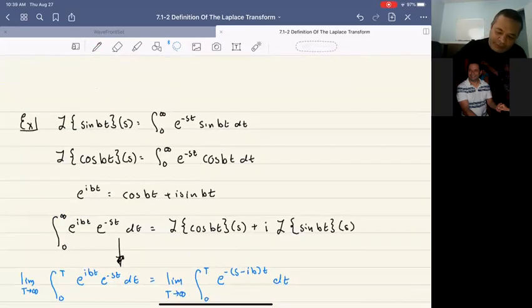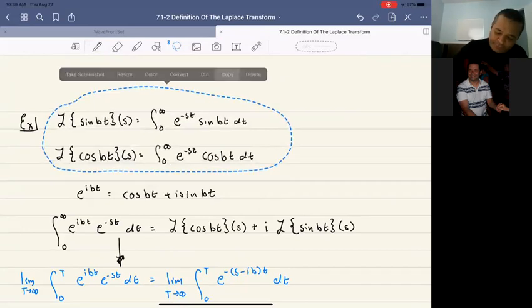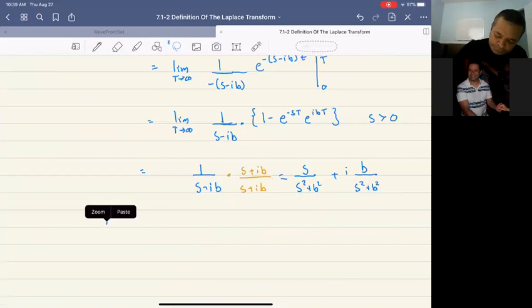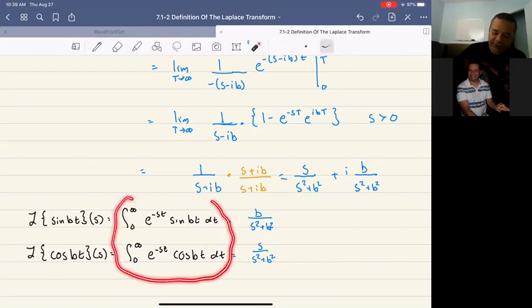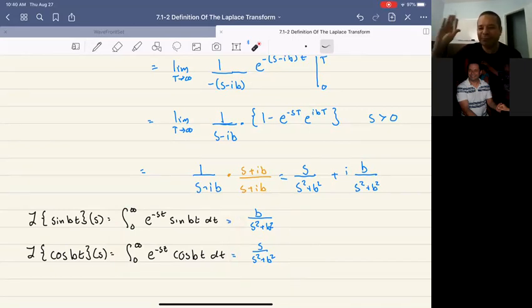Let me copy these out. This part, remember, is the imaginary part. This part is the real part. And if you calculate these integrals using integration by parts, you're going to get these answers. Promise, honest.